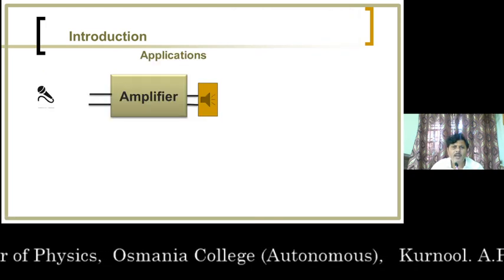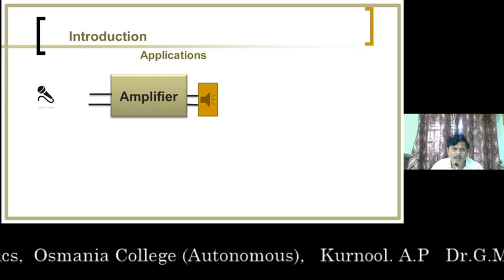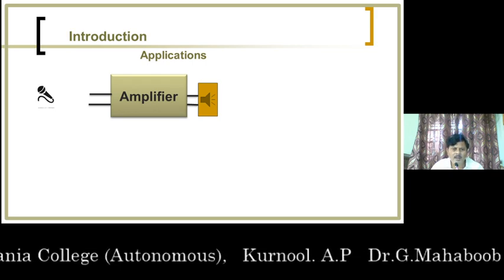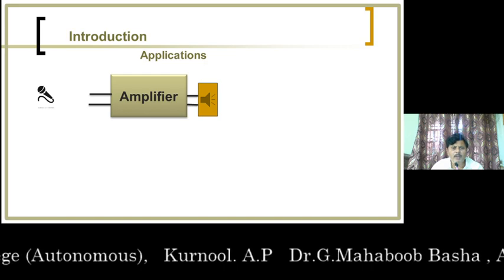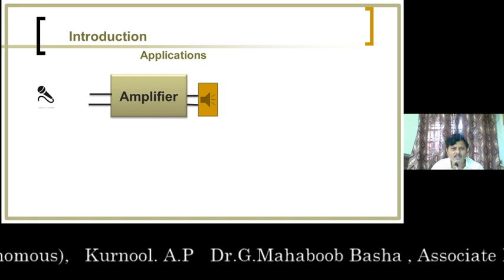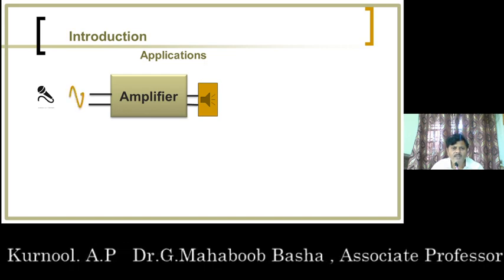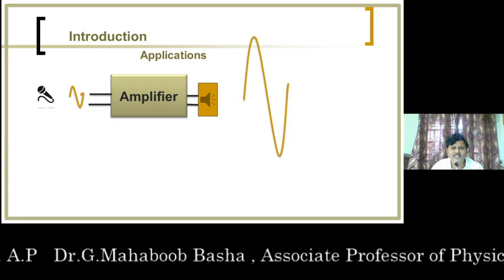Now, other than mathematical operations, we can use op-amp as an amplifier, as an oscillator, as a multivibrator. For many applications we are using op-amp. Let us see what is an amplifier. Amplifier means an electronic circuit that increases the strength of a weak signal.